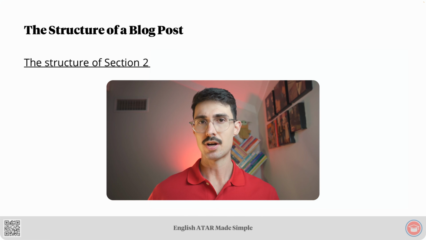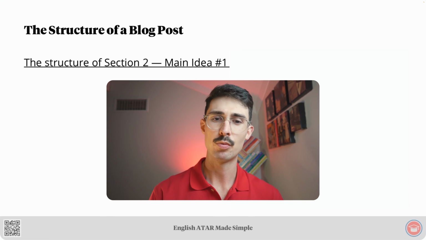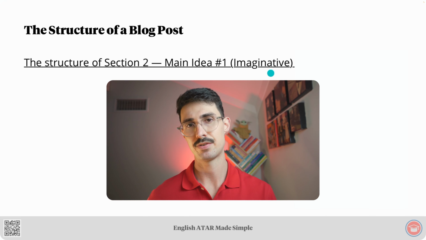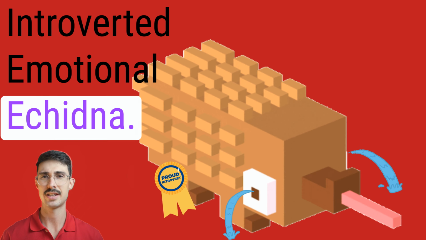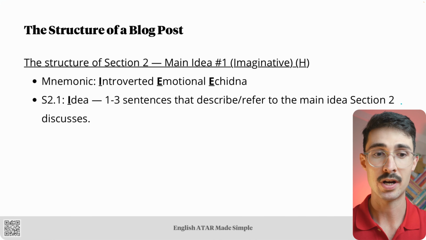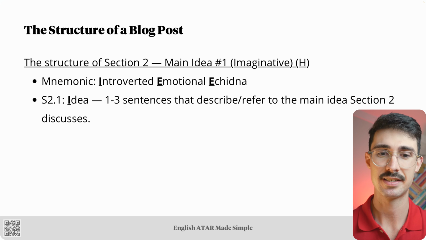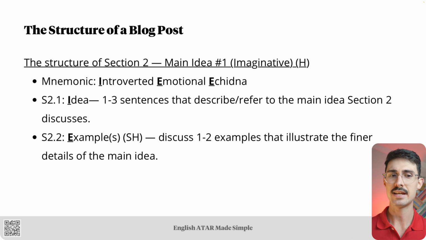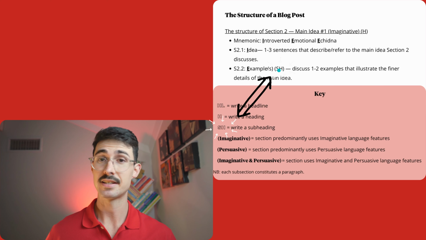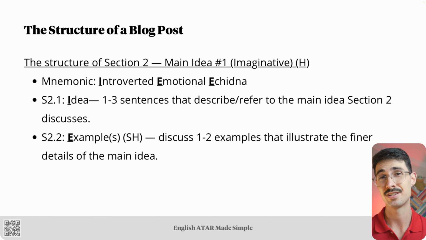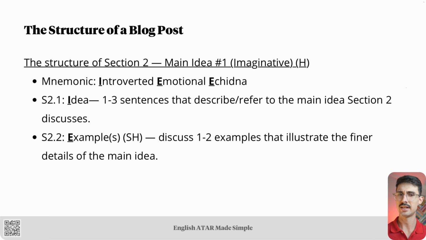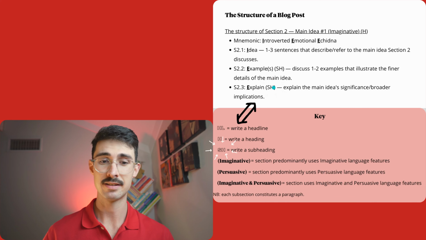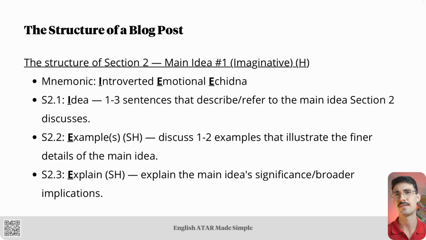The structure of section 2, main idea number 1, uses imaginative language features, and also has a heading. The mnemonic is introverted, emotional, echidna. First subsection is 2.1, the idea. This is 1 to 3 sentences that describe or refer to the main idea. Section 2 discusses. The E is example or examples. It has a subheading. This is where you discuss 1 to 2 examples that illustrate the finer details of the main idea. Finally, the explain also has a subheading. This explains the main idea's significance or broader implications.